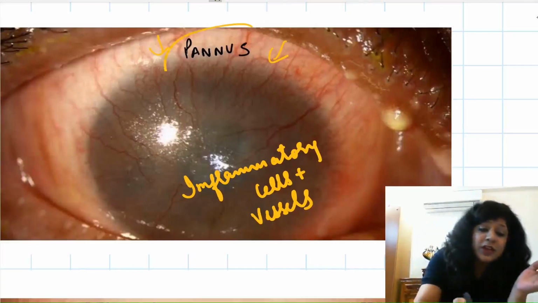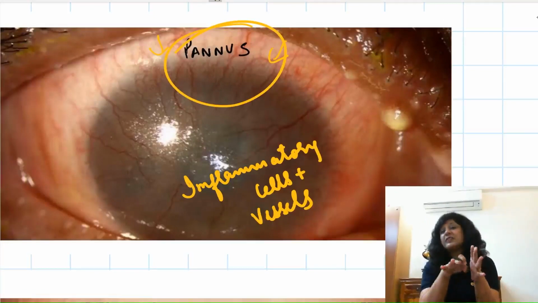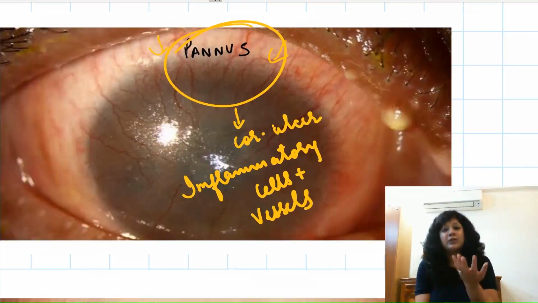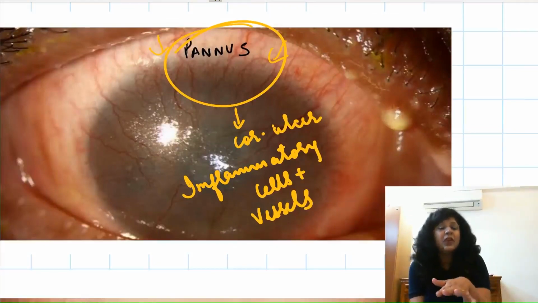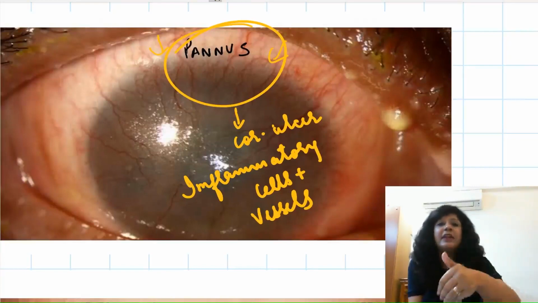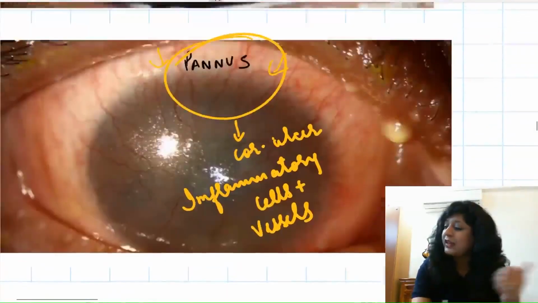So another important thing is this pannus, and because pannus contains both the vessels as well as inflammatory cells, this is another thing that can lead to corneal ulcer. Concretions can lead to corneal ulcer. Pannus can also lead to corneal ulcer, because ulcer means what? It is a break in the continuity. So obviously if the vessels are growing and inflammatory cells are growing, they will be embedding deep, and that can lead to the ulcer. Okay.